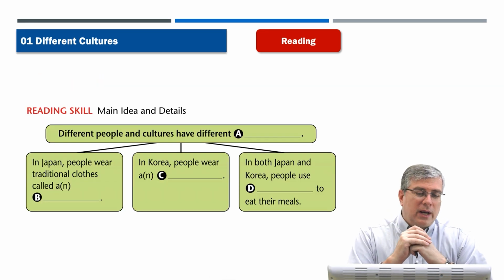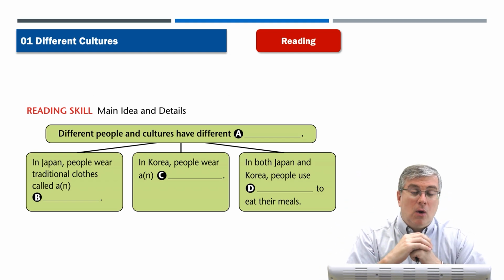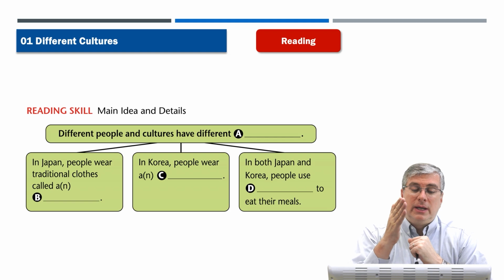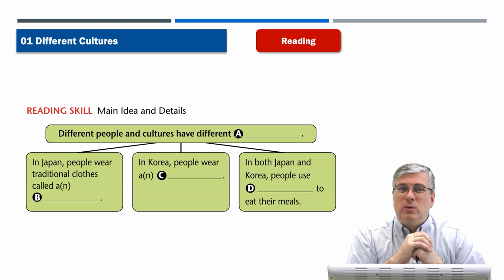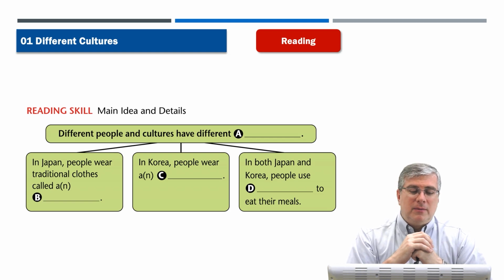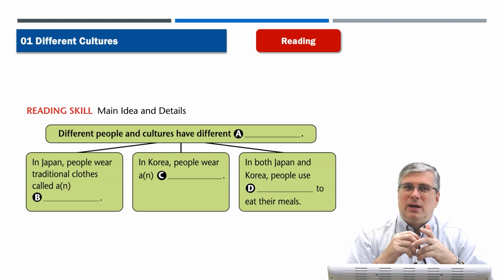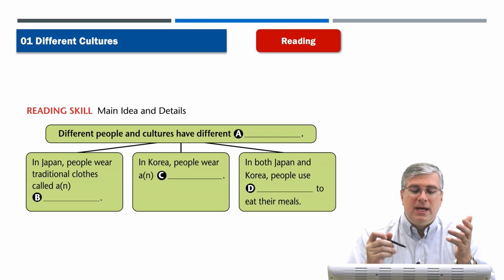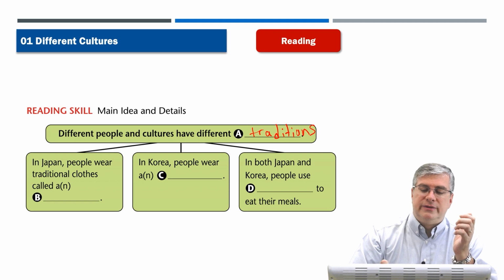This reading passage is organized by main idea and then details that support that main idea. What is the main idea? The main idea is that different people and cultures have different... So what word did we talk about in the vocabulary that means the beliefs, the practices, the way that people think and talk about themselves? They are different traditions. Okay? So different people and cultures have different traditions.